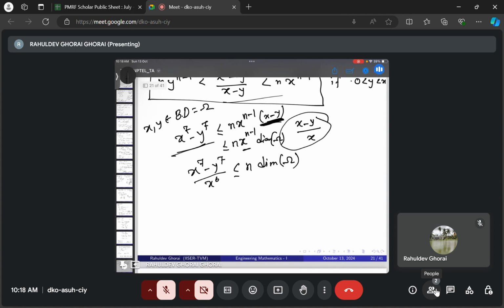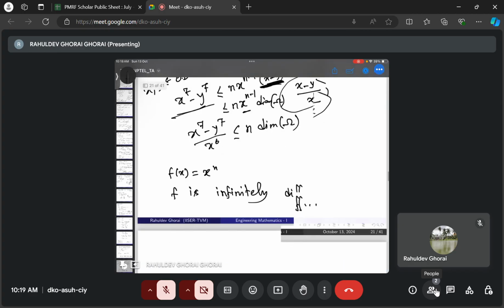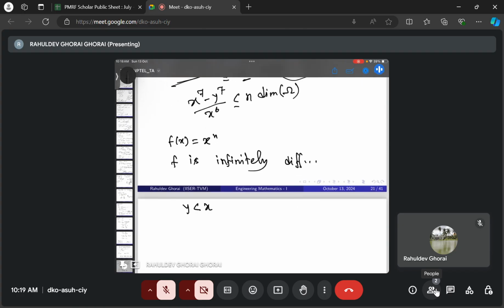So to do that, let's say f(x) is equal to x to the power n. This is a polynomial, so f is infinitely differentiable. Okay. That's very easy to see. So now, as y is less than x, we take the Taylor series expansion on the interval y to x. So what will it give you?